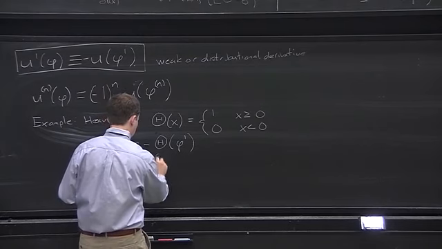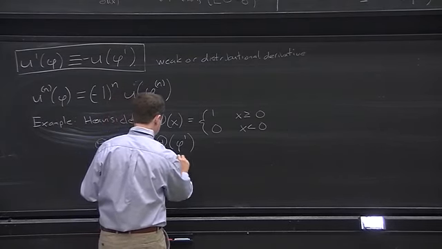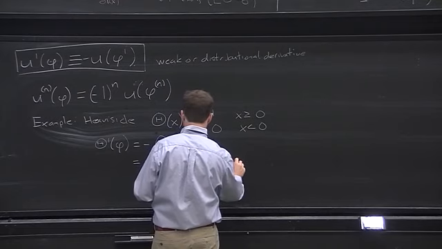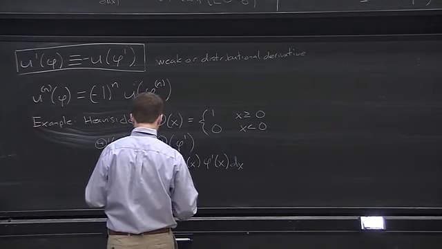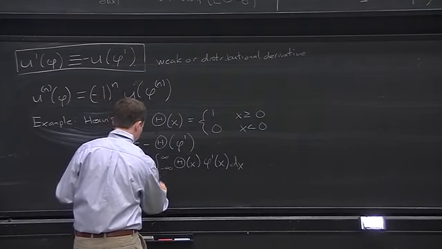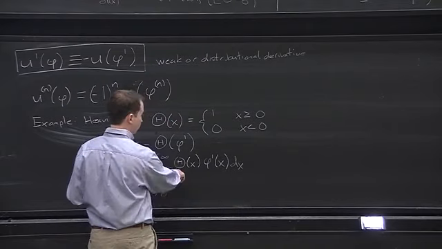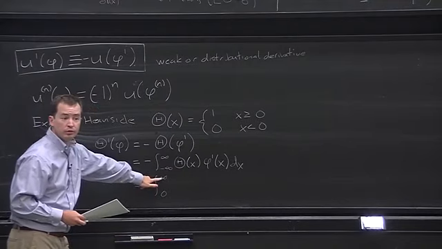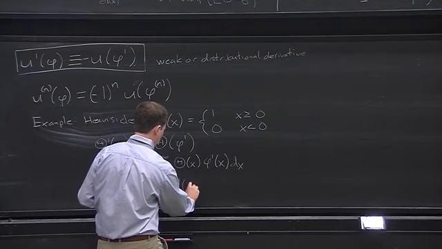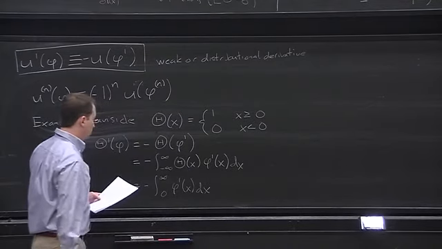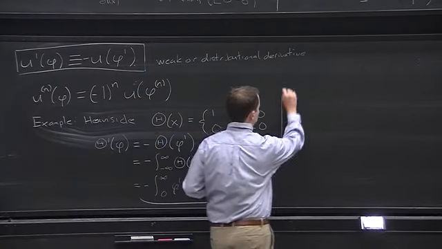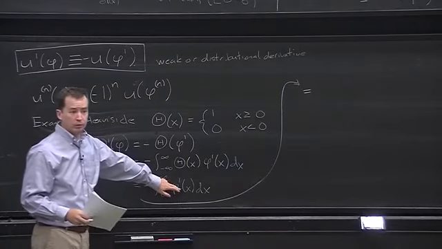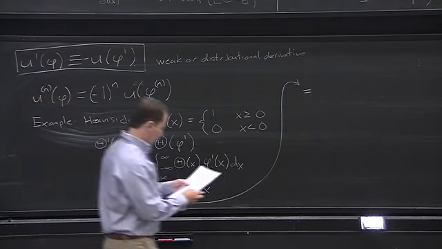which is minus the integral of theta times the derivative. With that, we can simplify because theta is just identically 0 for x less than 0, so this integral reduces from the integral from minus infinity to the integral from 0 to infinity of phi prime of x dx. And that's an integral we can do just using the fundamental theorem of calculus.